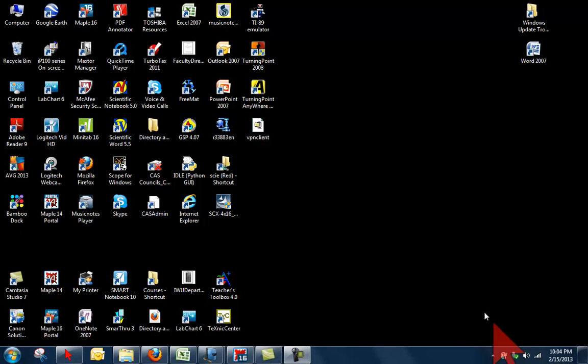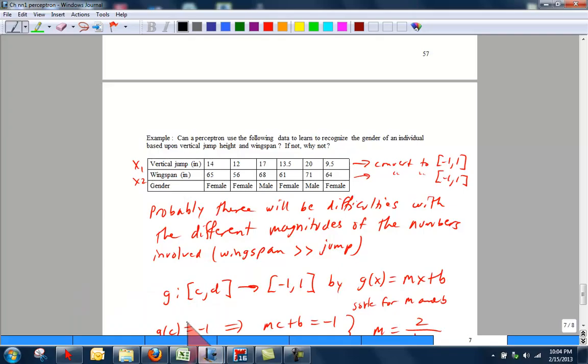Let me show you first what software we will be using, and then it's up to you whether you choose to follow along and try to work along with me. First of all, I'm going to go back to page 58, this question of whether we can use body measurements, vertical jump height and wingspan, to predict gender using a neural network, a perceptron. And I want to use both Excel and Maple on that.